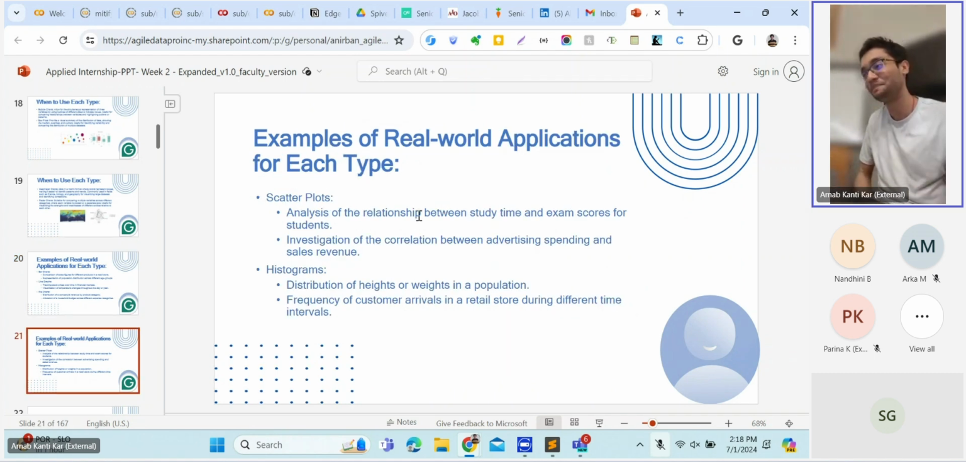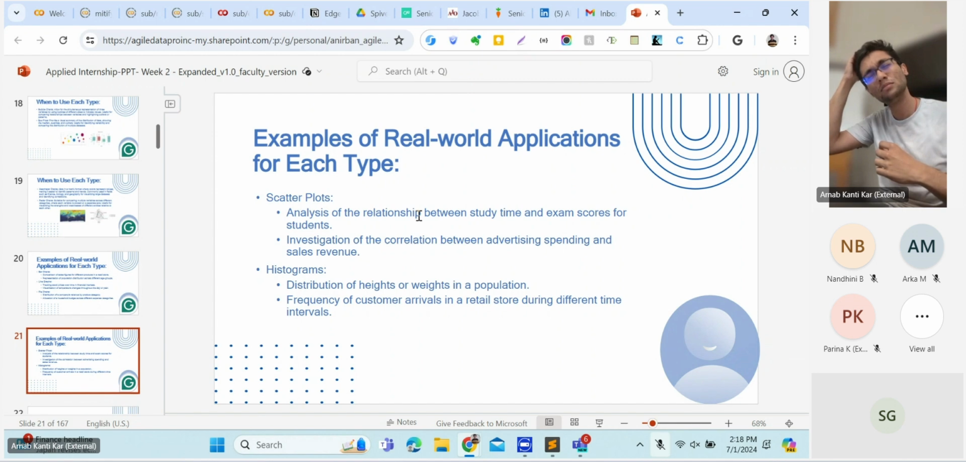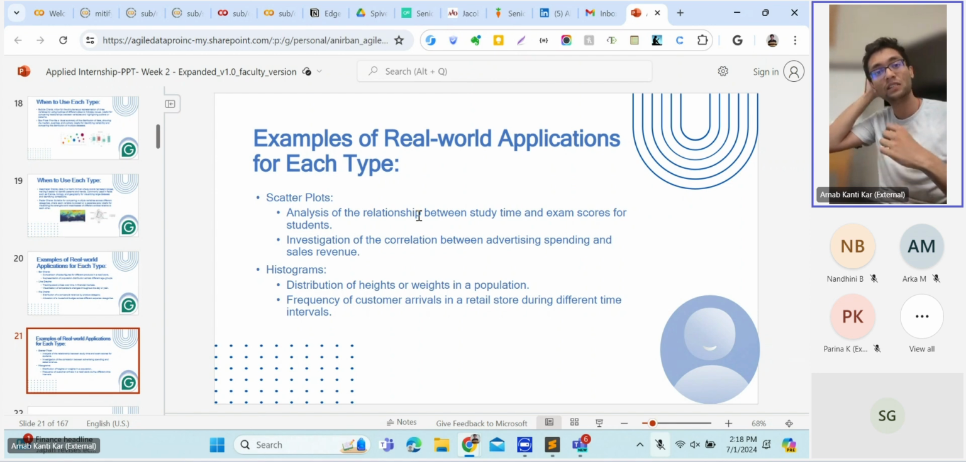So scatter plots. Scatter plots show relationships. We did not see an example of a scatter plot, but we did see the relationship between inflation and unemployment. Generally, it's an inverse relationship. When inflation is high, generally unemployment, positive relationship. Inflation high, unemployment high, inflation low, unemployment low. So you'll see a positive relationship. That sort of stuff you can plot.